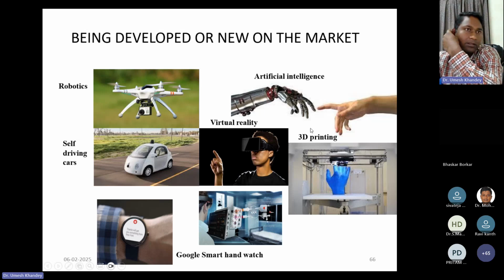3D printer is there for three-dimensional product printing. Google smart watches, self-driving car. So these are new on the market, or maybe already developed. People are going ahead from this also.